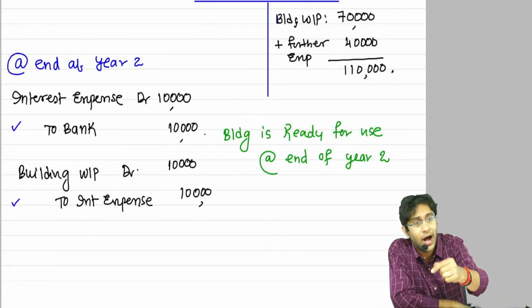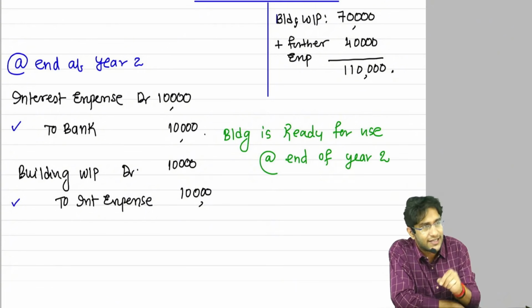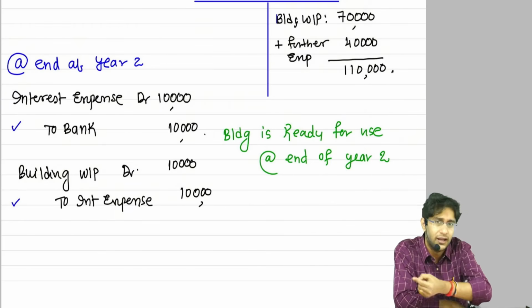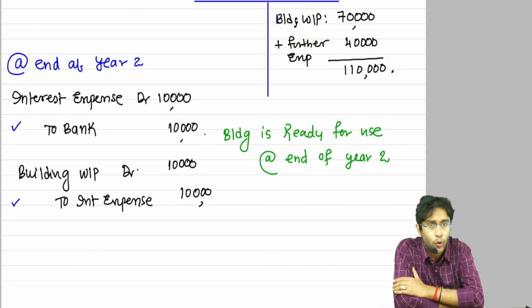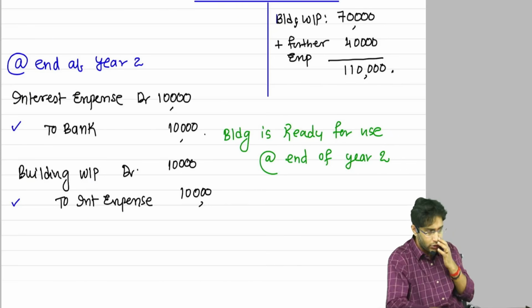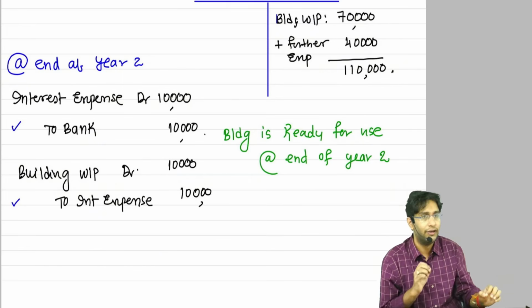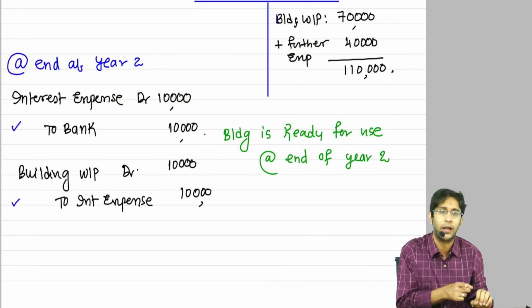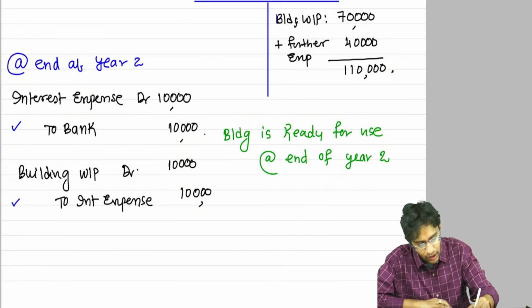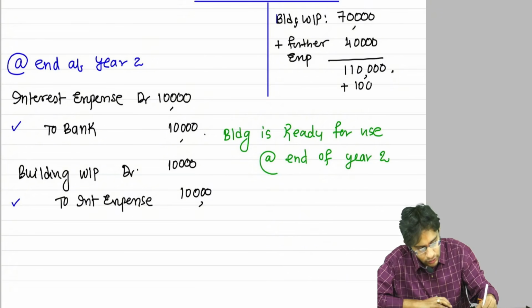Year 2, last day. Interest expense belongs to which year? Throughout year 2. Throughout the second year, is the building available for usage? No. So that means the building is still under construction throughout the second year also. The asset is not capable of giving you any benefit. So charging this to P&L account is wrong. This also will be capitalized. The moment you write this entry, another 10,000 also gets added.